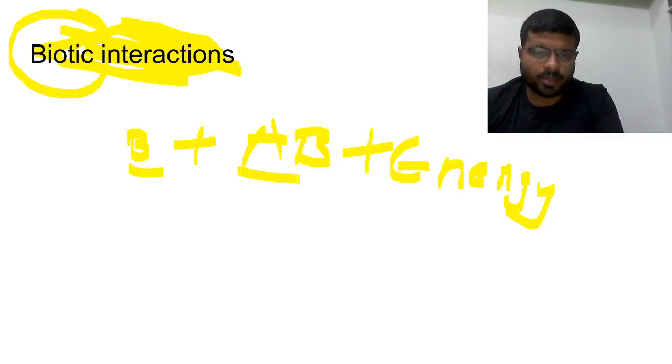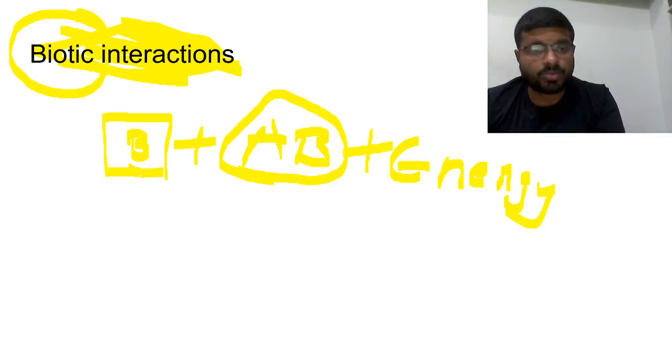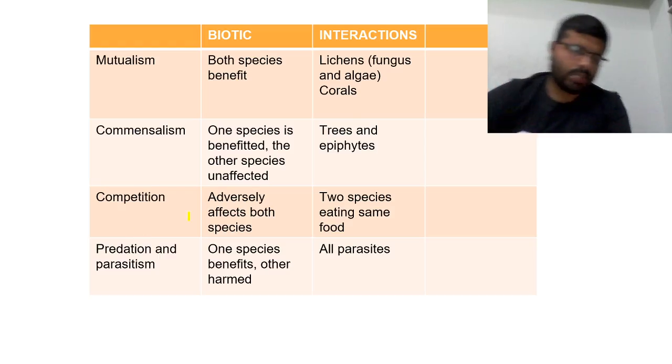We have discussed abiotic factors, how they influence, how they vary. We have discussed so many varieties of biomes, biotic plants, animals. We have discussed the food chains and all these things. Among the animal species, there is something called biotic interactions, which we will be discussing. Right? There are so many things.